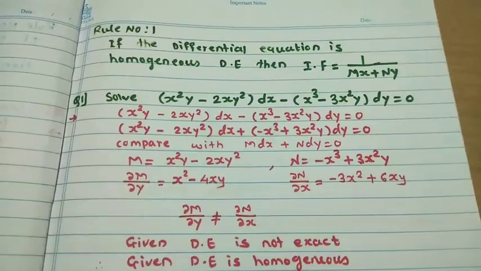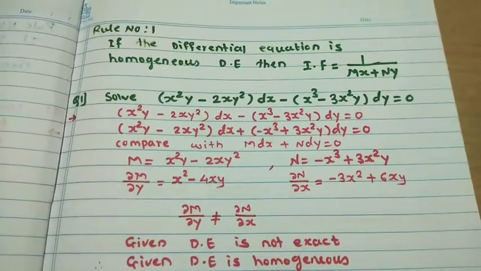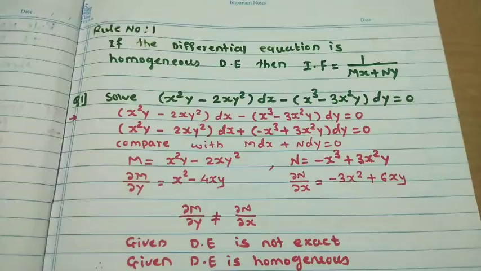Today I am going to solve some examples based on rule number 1. In the previous video, I explained non-exact differential equations, the integrating factor, how to find it, and the working rule to convert a non-exact differential equation into an exact differential equation. That part we have covered in the previous video, so you can see my previous video to understand the concept. Today we'll solve some examples based on rule number 1.